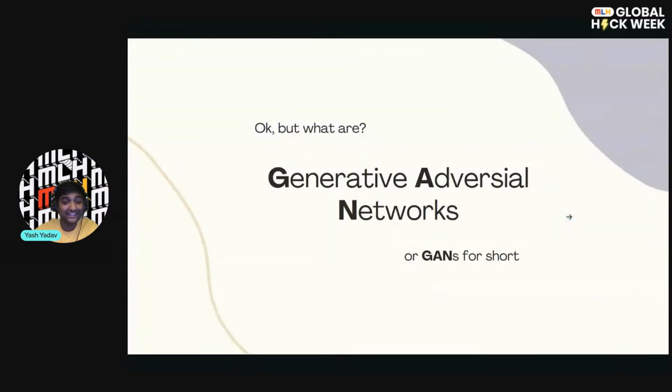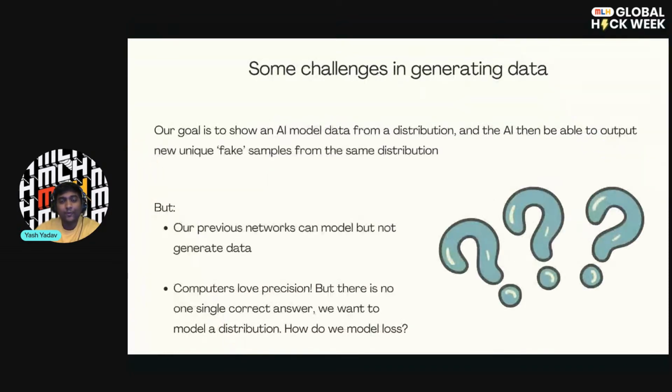Okay, so now the title of this whole thing: what are GANs and how do they really work? Our objective in generative AI is, of course, to make an AI model that can generate new data samples from a distribution, matching that data distribution, right? So let's say we are asking the AI to generate cat pictures. It must firstly understand what a cat picture is, and then it should be able to generate fake samples of cat images from the same distribution.